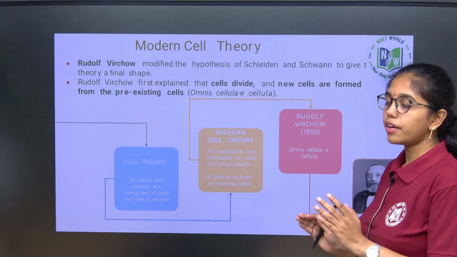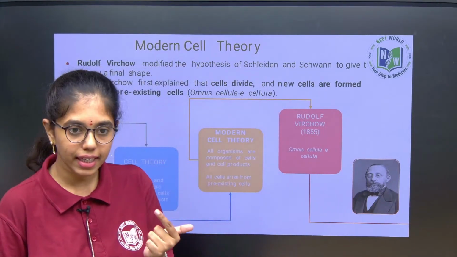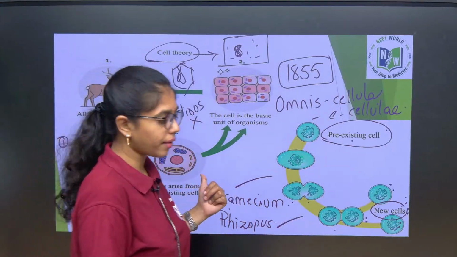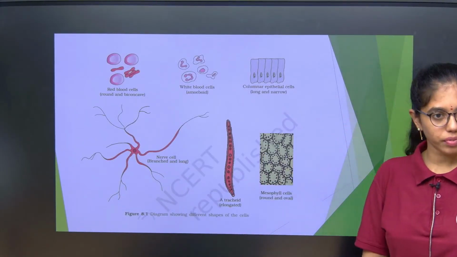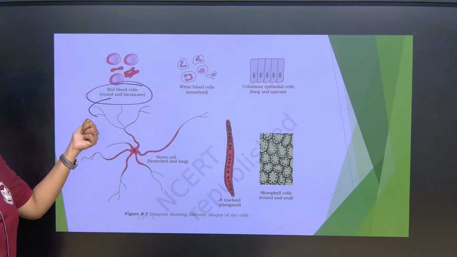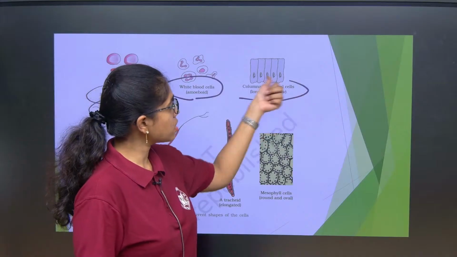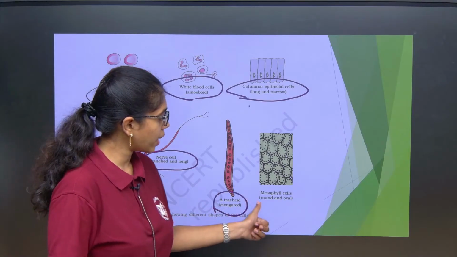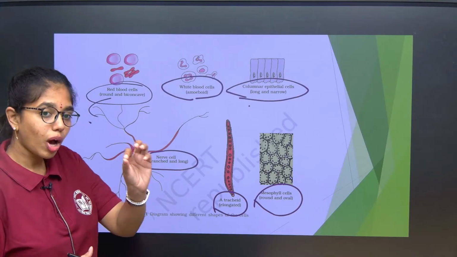So, now it is clear to you what is cell theory, who gave us the cell theory, who gave us the modified cell theory, fine, and what are the exceptions of cell theory. Clear, right? Next. Now, we will look into different shapes of the cells, fine. First is red blood cells, these are round and biconcave. White blood cells are amoeboid. Columnar epithelial cells are long and narrow, and the nerve cell is branched and long, tracheids elongated, mesophyll cells round and oval. Now, here comes the concept of smallest cell.